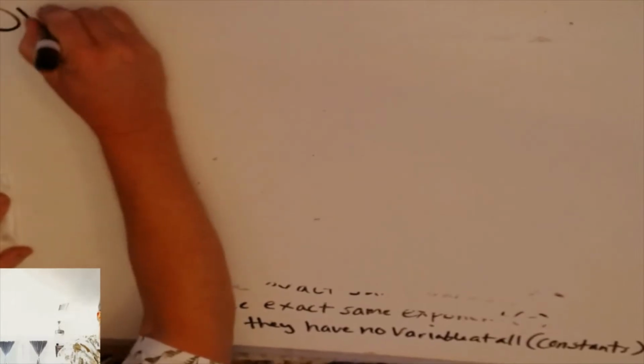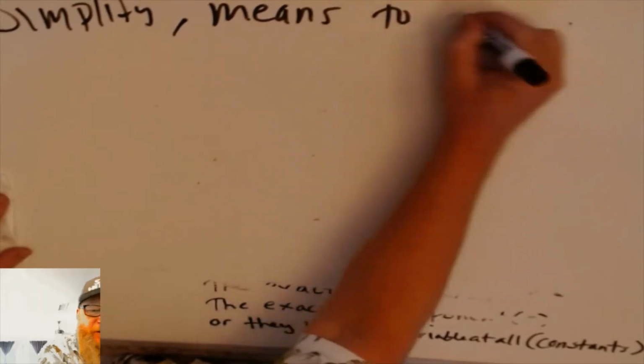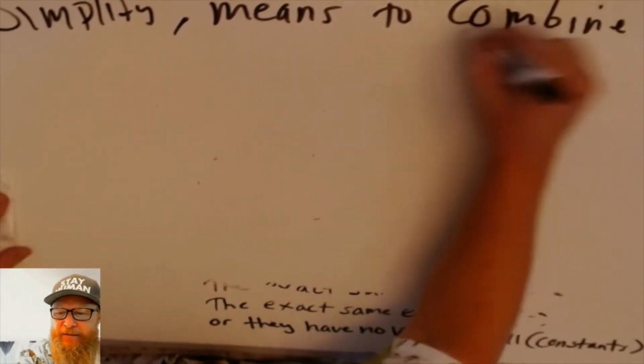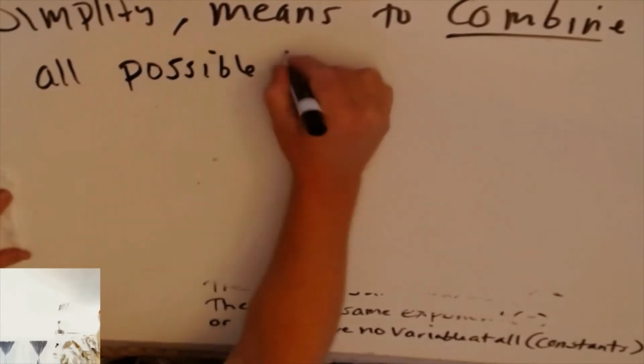Okay. So simplify means to combine all possible like terms.